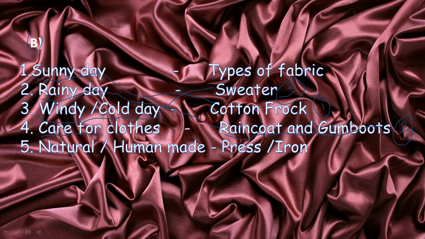Next one, care for clothes. Which one is the correct answer? Very good. Press or iron is the correct answer for the care for clothes. Okay, last one, natural or human made. Natural and human made is a type of fabric. We have the two type of fabric. One is natural and another one is human made.